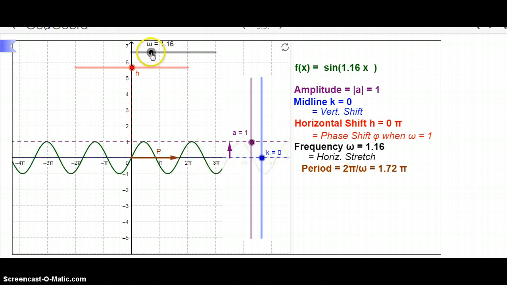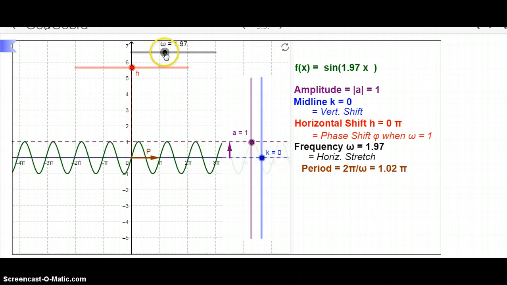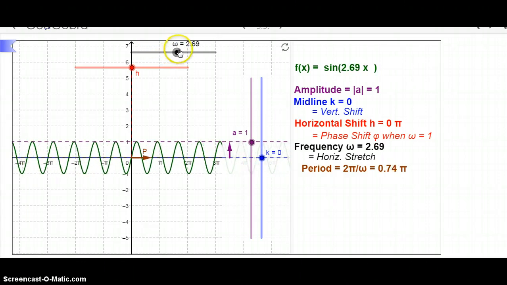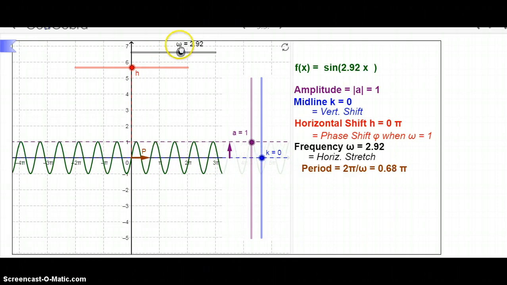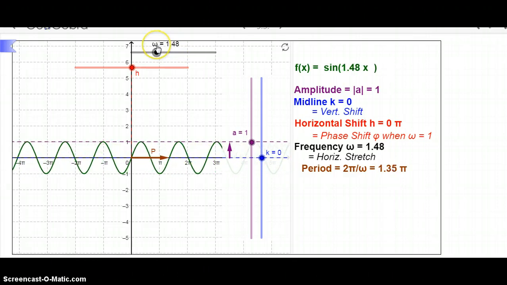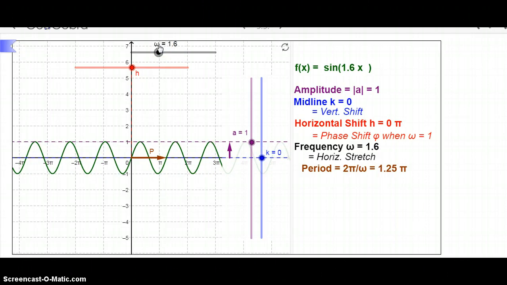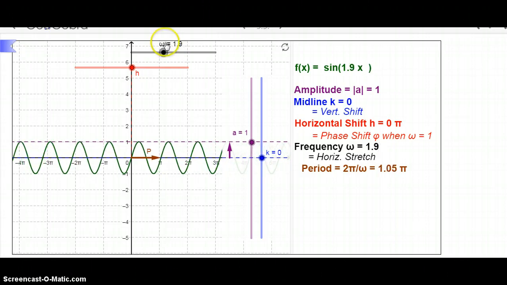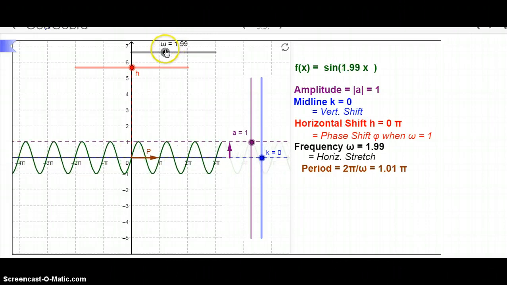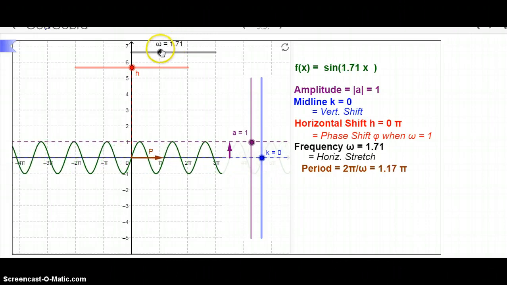In other function transformations, we would call this number b, horizontal stretch or compression. When we deal with the sine function, this is called the wave's frequency and is often given the symbol omega, which looks like a curvy W. The period and the frequency are inversely proportional to each other, so that doubling the frequency cuts the period in half, for example. The period can be found by dividing 2 pi by the frequency, and the frequency can be found by dividing 2 pi by the period.